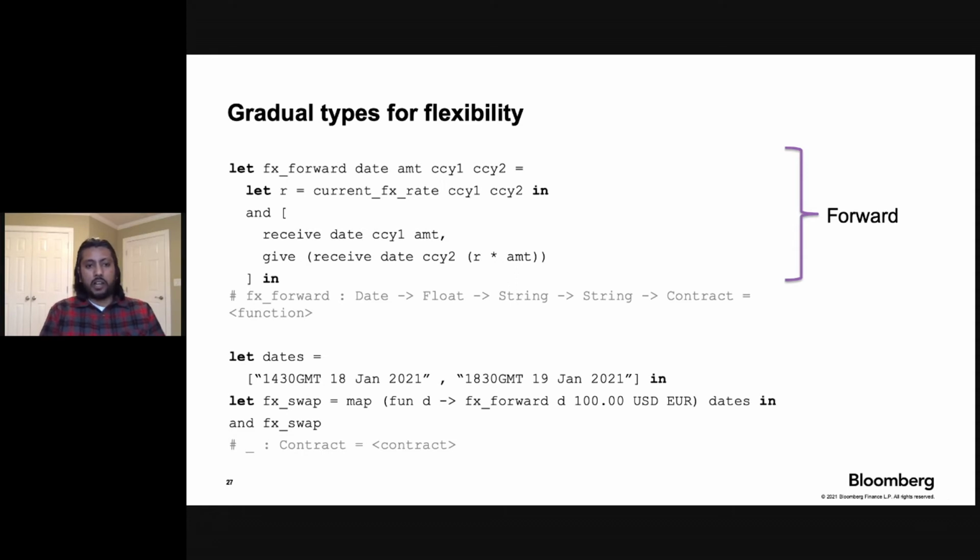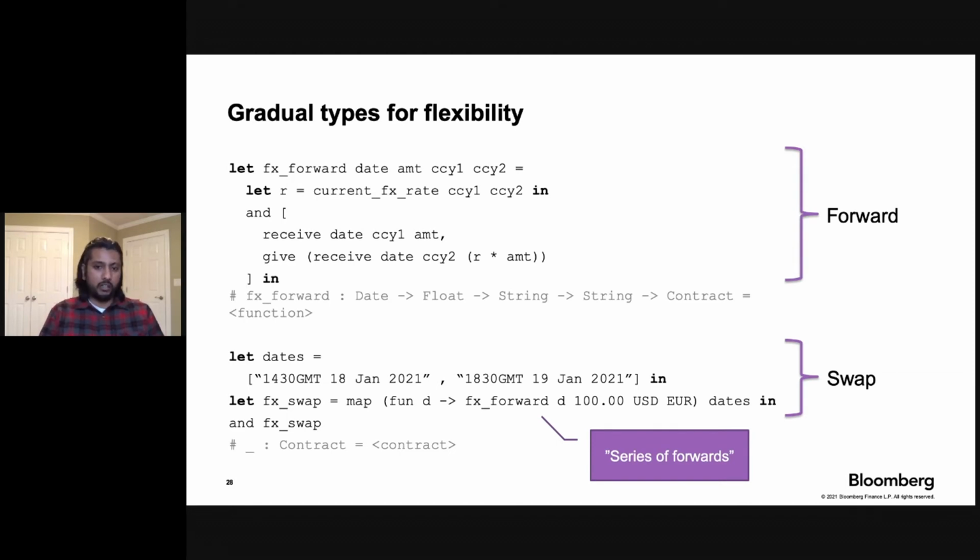So we saw the forward contract defined earlier on. This is the same forward contract, I've just made it into a function. I've named it fx forward, and now this function takes the date, currencies being exchanged, the amount, and so on as arguments. This little piece of code over here is the swap contract, which I initially explained. A swap contract, to recollect, is basically a contract that does multiple exchanges over a period of time. If you were to think about this programmatically, it literally translates to mapping this forward over a list of dates, because a swap is a series of forwards.